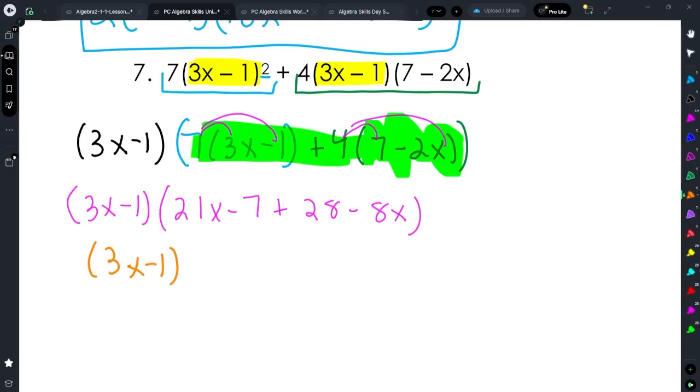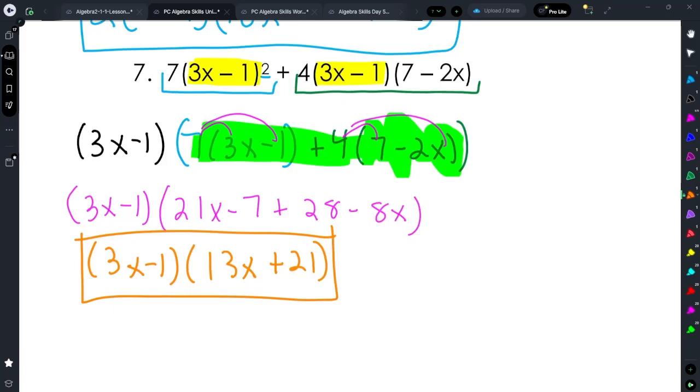3x minus 1, and then 21x minus 8x is 13x. Negative 7 plus 28 is 21. So this is our completely factored form. Now, if you would have multiplied all that out and factored it, you would have gotten this, but again, this was probably a little bit quicker than doing all of that.